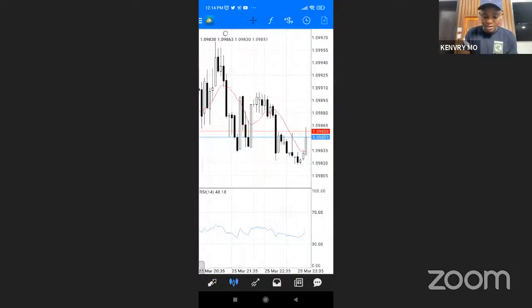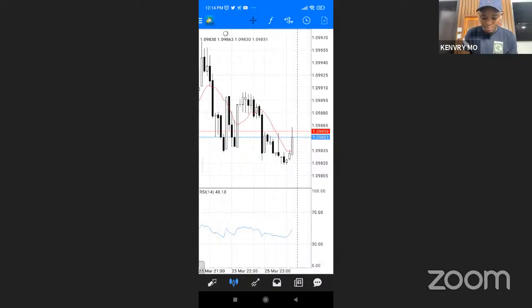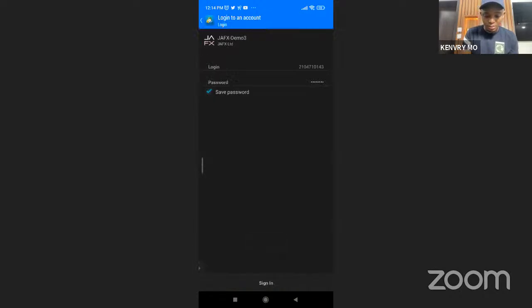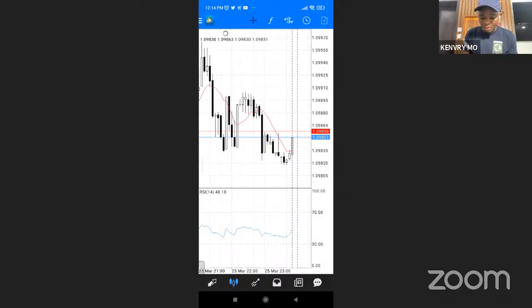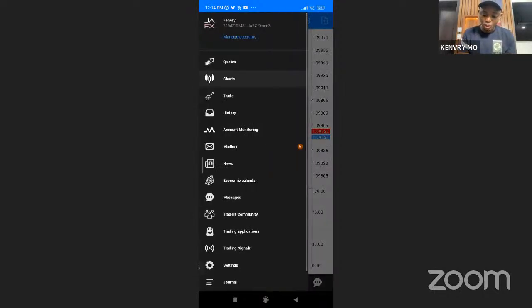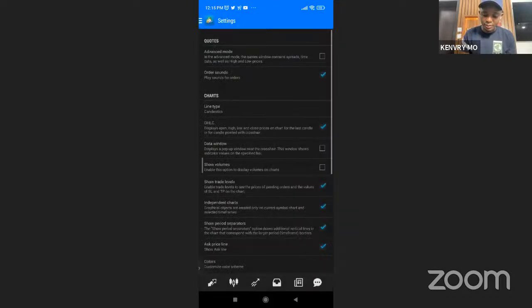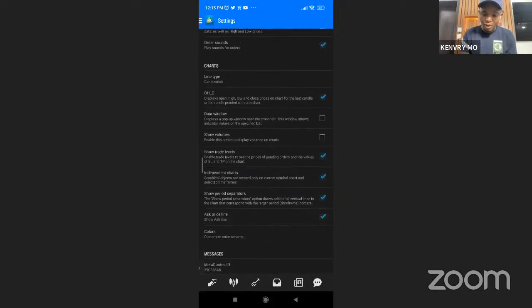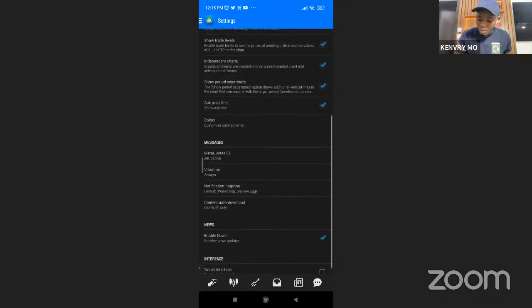So the first thing is that I can delete this. Android is a little different. All right, hold on. On Android it is at the top left. You click at the top left and it's going to show you settings, and it's going to show you charts. You can see that on the other phone OLS is not ticked, and the rest were ticked. Then we now go to colors.